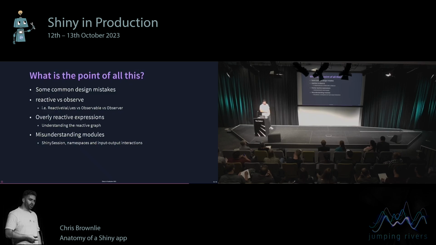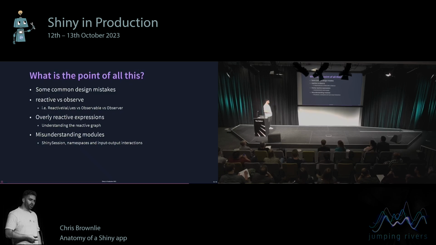Because in the Shiny session, when the event loop keeps running, everything has to be flushed, and that can slow the app down considerably. So I think understanding the subtle differences between those classes and how we interact with them can help.